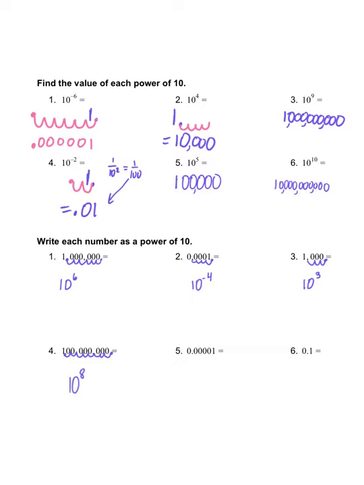All right, number 5, 0.00001. So again, we're less than 1, so we're going to have a negative exponent. So I need to move this decimal 1, 2, 3, 4, 5 spaces over. So we would have 10 to the negative 5th. And lastly, 0.1, we would only need to move that 1 space, so that would just be 10 to the negative 1st. All right, so if you're starting with a big number, you'll have a positive exponent. If you have a very small number, you'll have a negative exponent. All right, you always want to turn it so the decimal is right next to the 1.